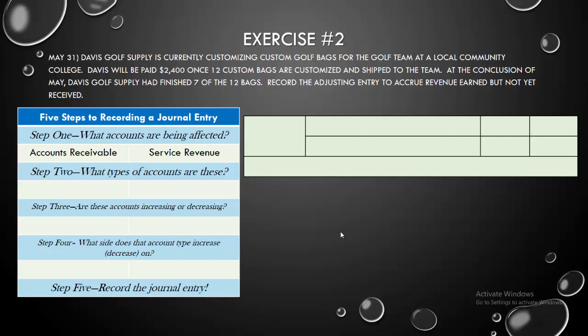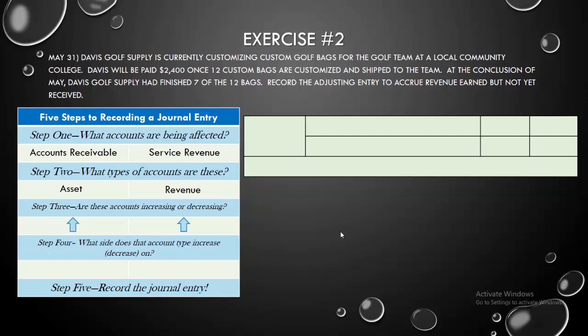The other thing being affected is service revenue because we provided the service to them. What type of accounts are these? AR is an asset. Service revenue is a revenue account. At this point, when we're making this adjustment, we're recognizing the fact that people outside of our business, our customers, owe us more money in total because this community college owes us for the 7 bags that we've completed. So AR has to be going up. And the amount of work that we did, the amount of service we provided by customizing golf bags also has to be going up. So we're going to have an increase to service revenue.